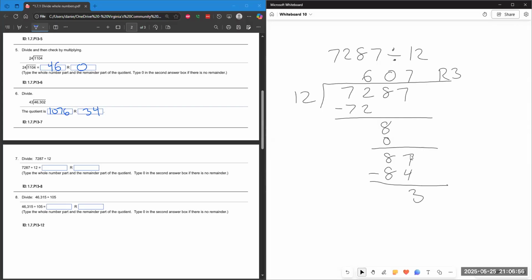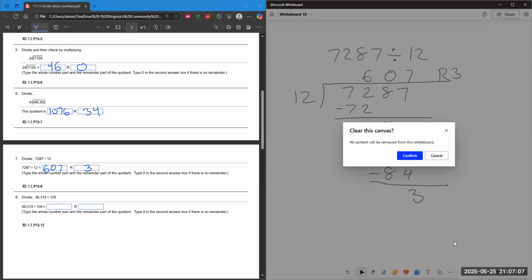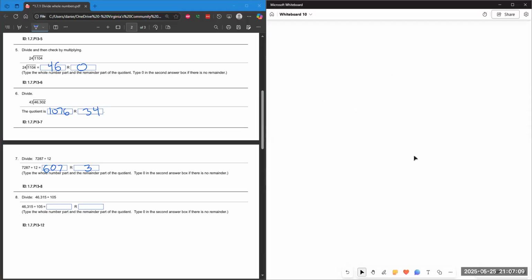So we have 607, remainder 3. Last problem, it's going to be a big number divided by a big number. So we have 46315 divided by 105.